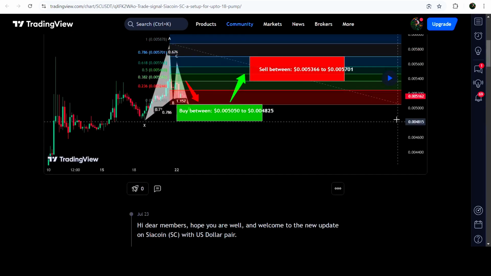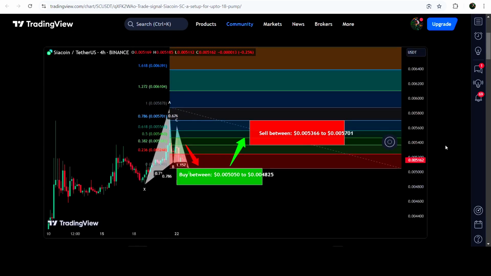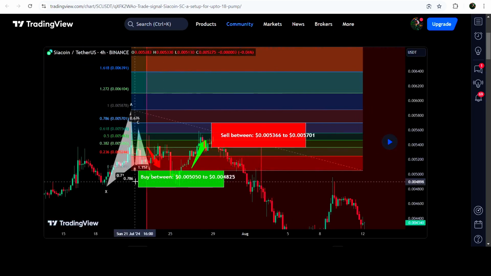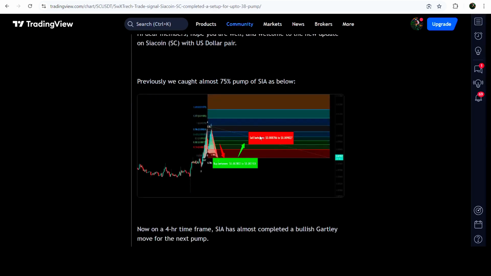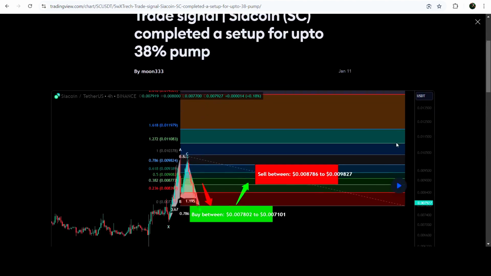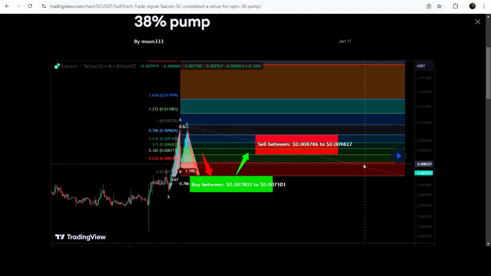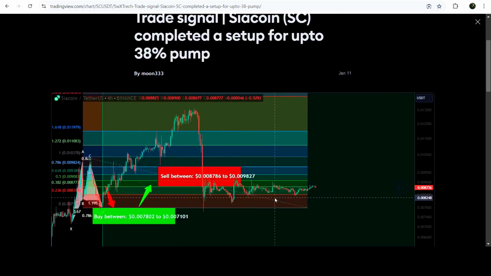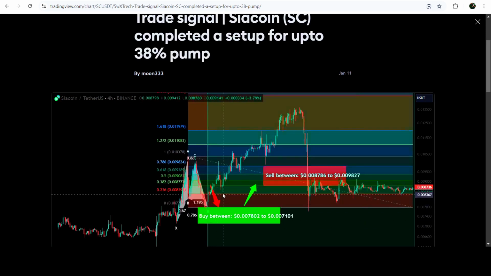And now if I play this chart, then you can see that the price has started a very nice reversal from this buying zone and reached the sell target zone here. And this was almost 15% pump. And before that, we caught almost 75% pump. And this was another harmonic bullish reversal guarded pattern that was formed on a 4-hour time frame chart with the US dollar pair. And by the way, I shared this idea on January 11, 2024 with my members. And if I play this chart, then you can see that the price has started a very, very massive reversal from this buying zone and rallied beyond the sell target zone.